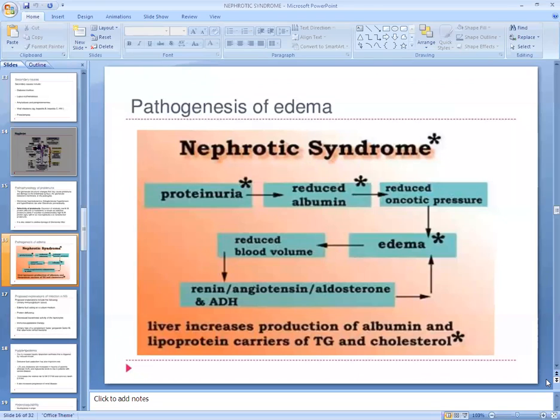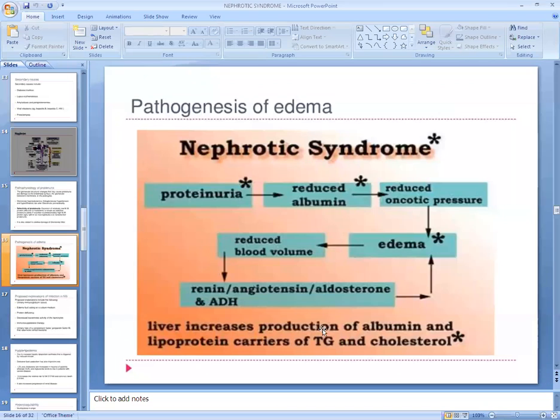Simultaneously, there is increased secretion of antidiuretic hormone also. So these two, antidiuretic hormone and the RAS system, result in salt and water retention, and that results in edema. So there are two mechanisms of edema in nephrotic syndrome. One is because of hypoproteinemia and second is because of stimulation of the RAS system. So both contribute to edema in nephrotic syndrome.